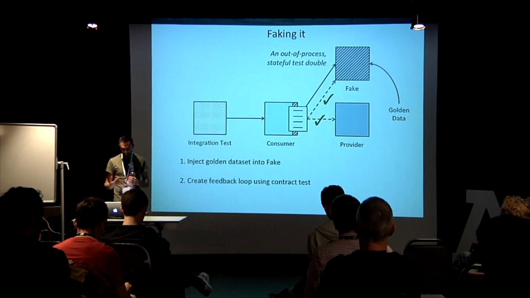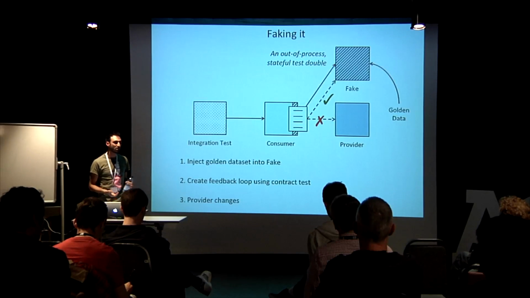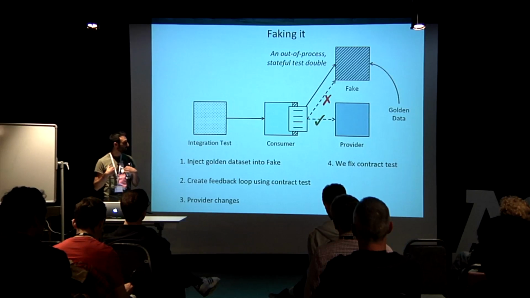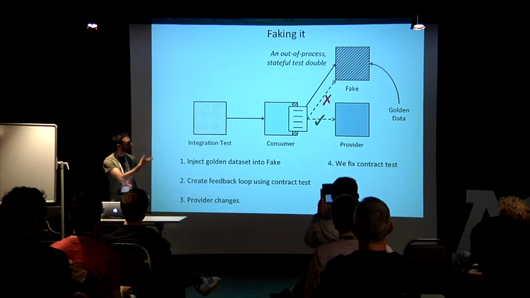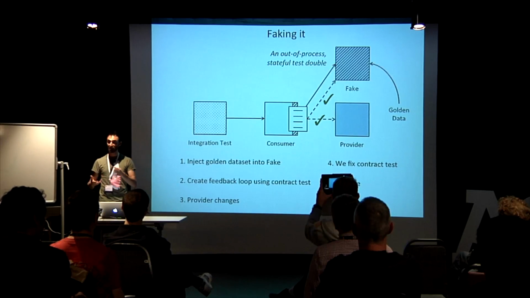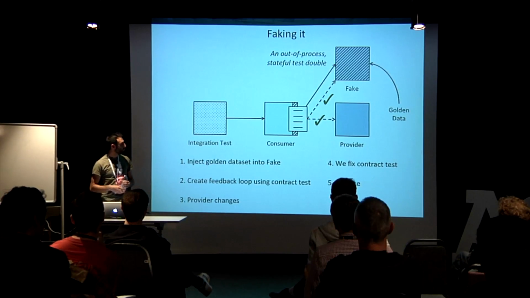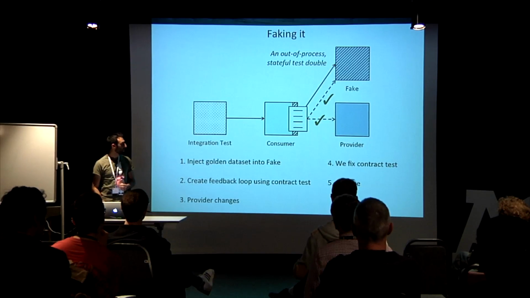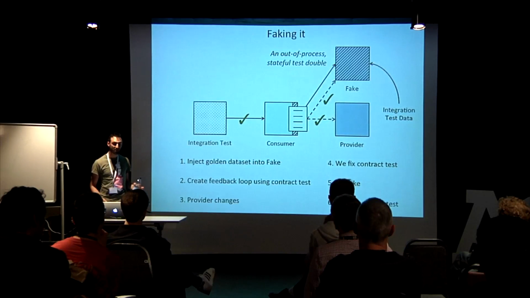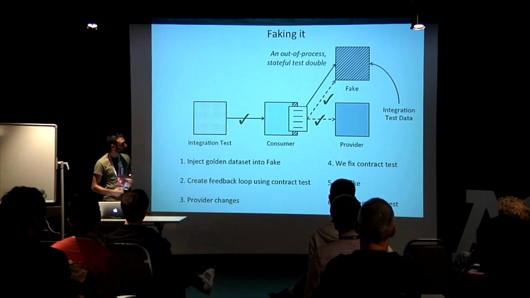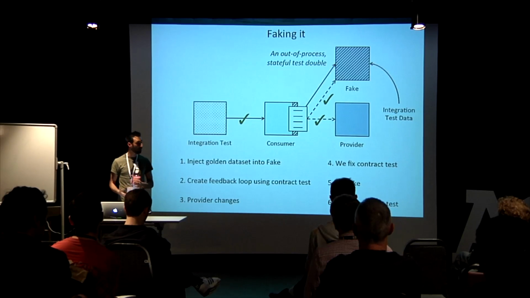To illustrate this, the provider might change and break the contract tests. We might accept that change as a valid change, update our contract test, run that against the fake, find that the fake's now failing the contract tests, and update the fake. So essentially we've managed to keep these two systems in sync. With that done, we've now got confidence that the fake can be used in our integration tests. And so we might instead inject some integration test data from our test into that fake and run our tests. In this way, we essentially avoid the provider, but not go against a non-realistic system.